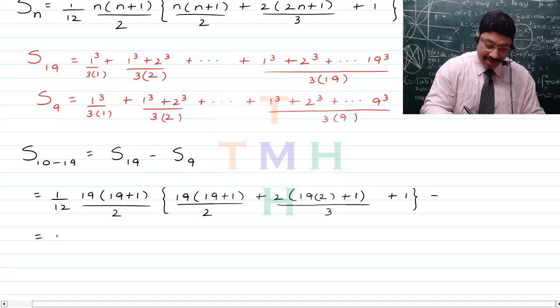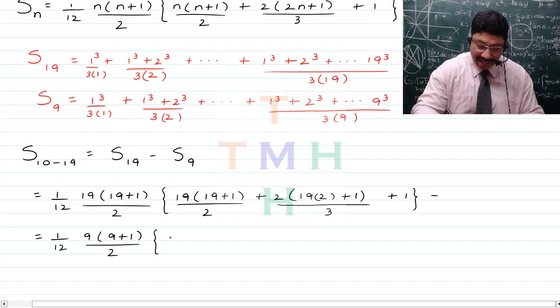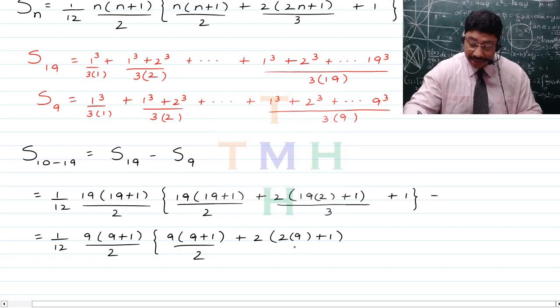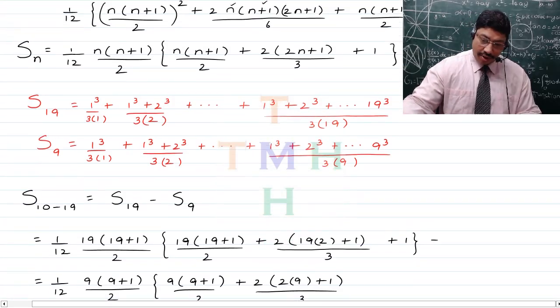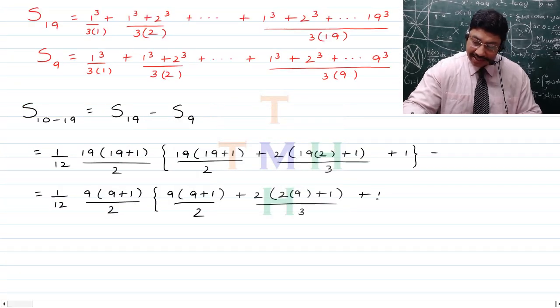So that is going to become equal to 1 upon 12 times, we have 9 times (9 plus 1), which is divided by 2, and inside then we will have 9 times (9 plus 1) divided by 2, to which is going to be added 2 times 9 plus 1 divided by 3, right? So everything is proper here. Now to that is added 1, right?